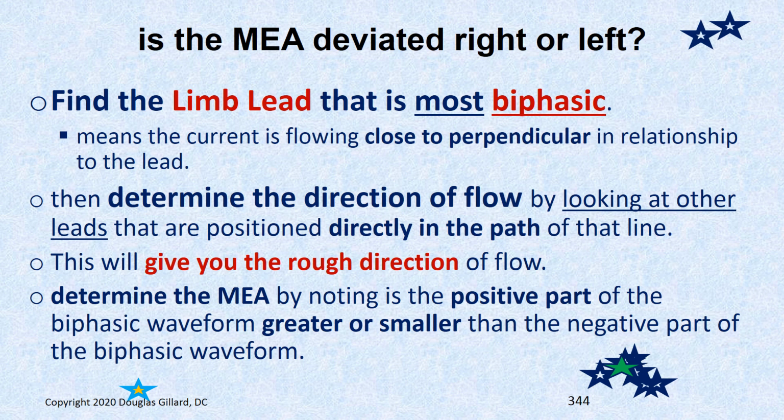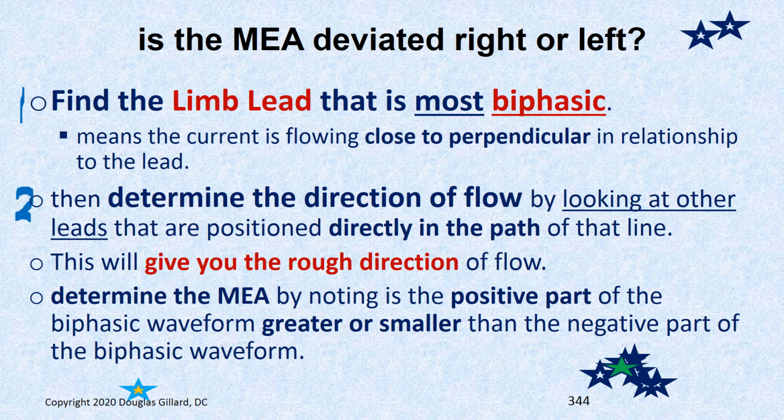Okay, is the MEA deviated right or left? Well, what's the process? And we'll go through this. What's the process of finding if the MEA is deviated right or left? First thing you do, and we're looking again at the QRS complexes, and we're only looking at limb leads. So the first thing you do is you find the limb lead that is closest to being perfectly biphasic. If you find one that's biphasic, the game is almost over. But most of them will be biphasic, but not perfectly biphasic. Okay. Then step 2, so that's step 1.